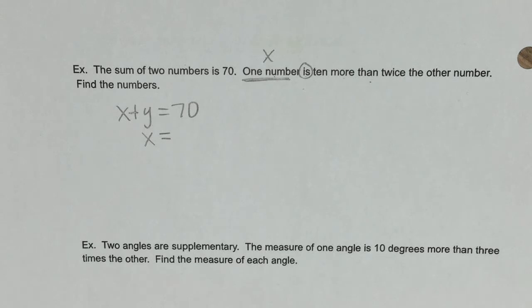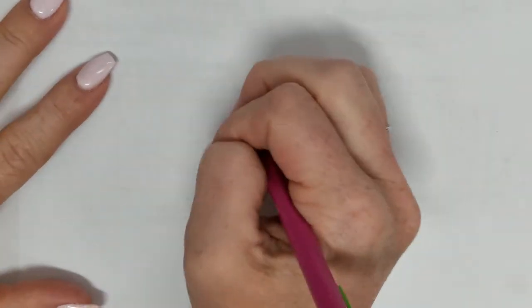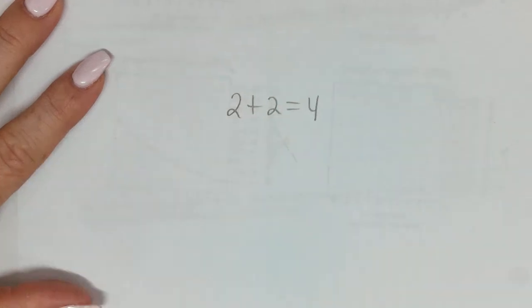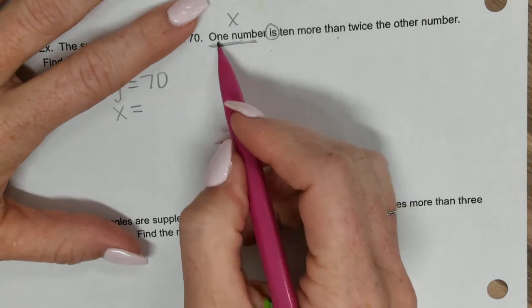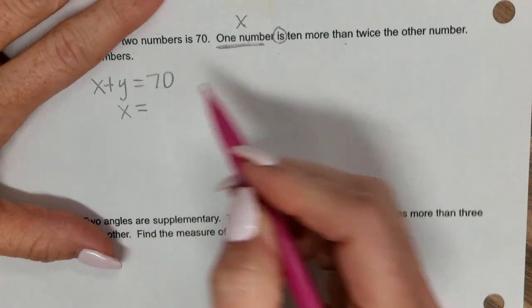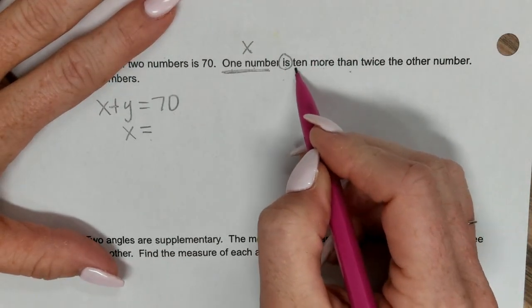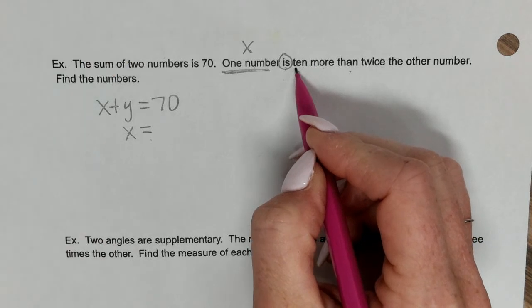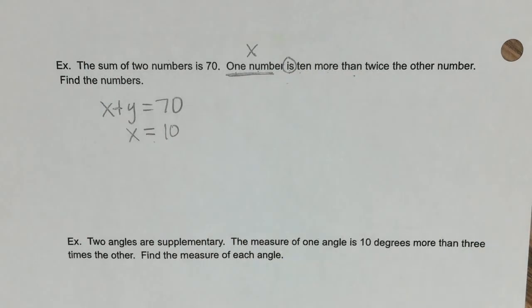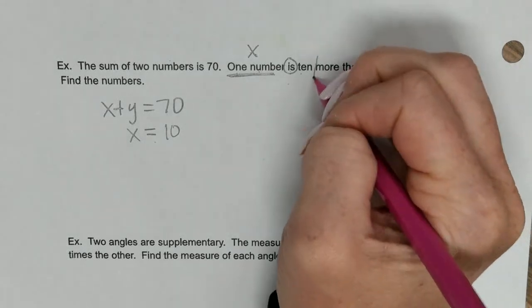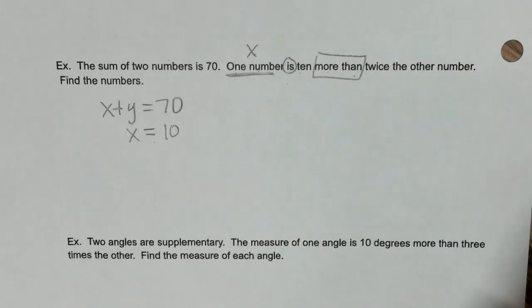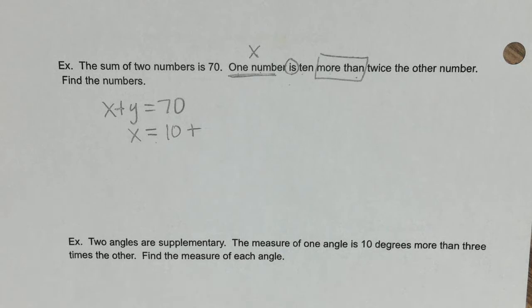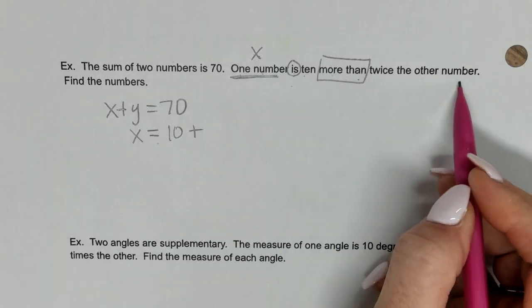Hey, guys, listen to me. 2 plus 2 is 4. How would you write that? 2 more than 2 plus 2 is 4. Okay, are we good? One number is x equals 10 more than twice the other number. 2y.